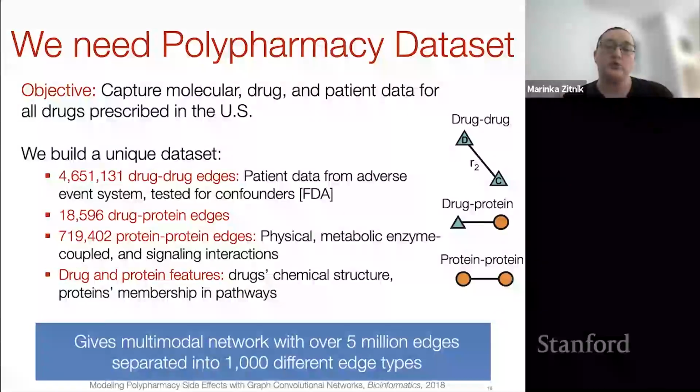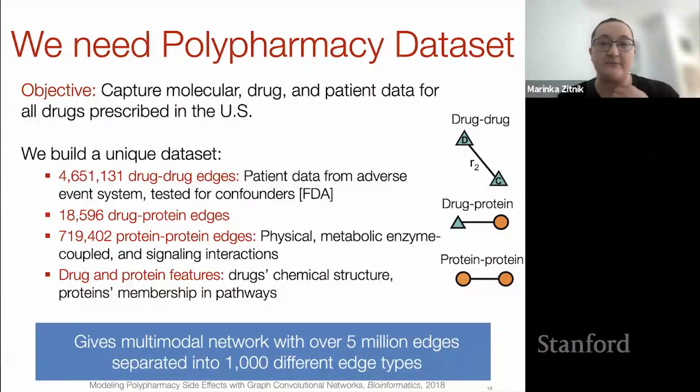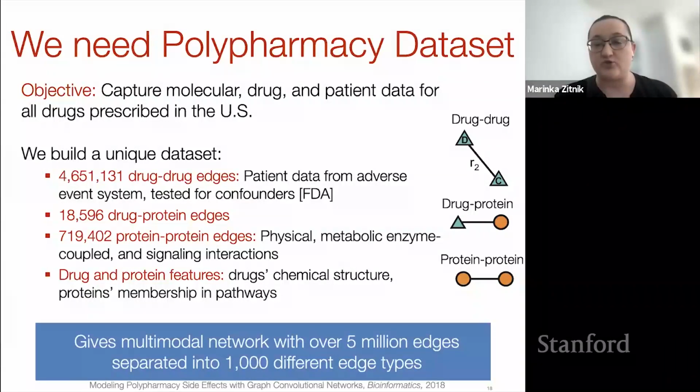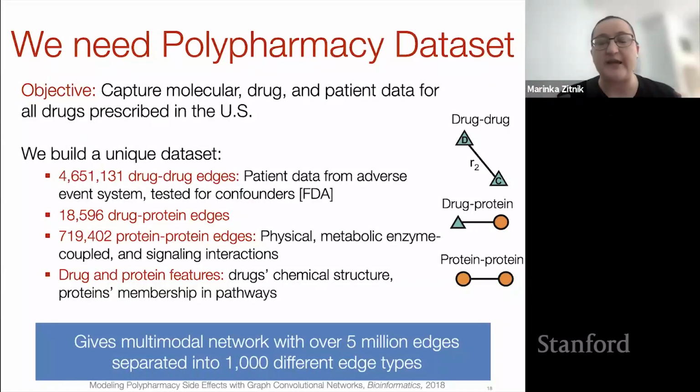Okay, so in order to then apply this model to the polypharmacy knowledge graph, the first thing to do is to construct the actual polypharmacy knowledge graph. The data that was used to do so was captured molecular, drug, and patient data across all drugs prescribed in the US. For that, a unique data set was built that consisted of over 4 million drug edges. Those are currently known interactions between pairs of drugs that were retrieved from the FDA, information on drug-protein edges, and information on protein edges, as well as side features on nodes.